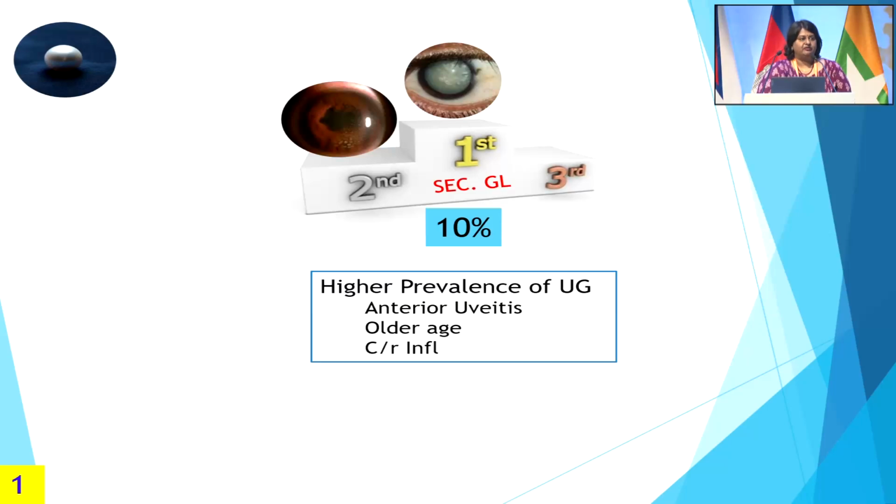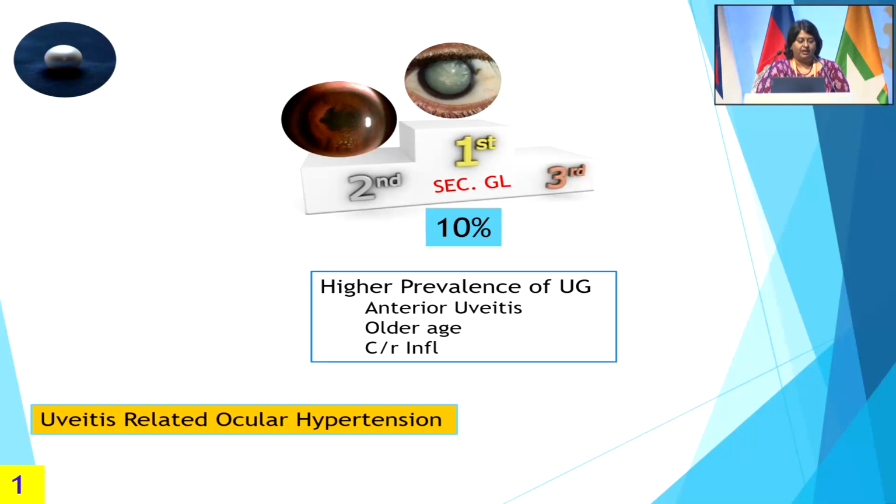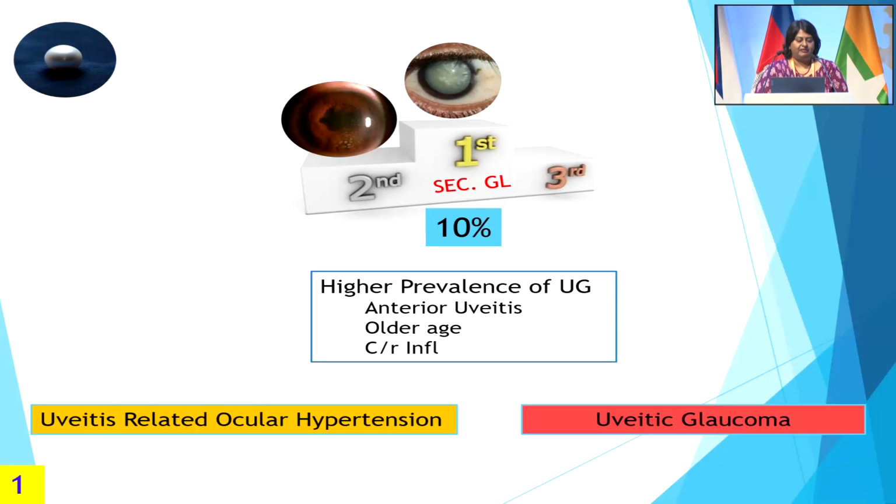Higher prevalence of uveitic glaucoma is seen in anterior uveitis, older age presentation of uveitis, and chronic inflammation. By now we are familiar with two terms: uveitis-related ocular hypertension, where you just have an increased intraocular pressure, there is no disc damage and no corresponding visual field defect. But when you have disc damage and a corresponding visual field defect, you call it uveitic glaucoma. So there are two different entities.